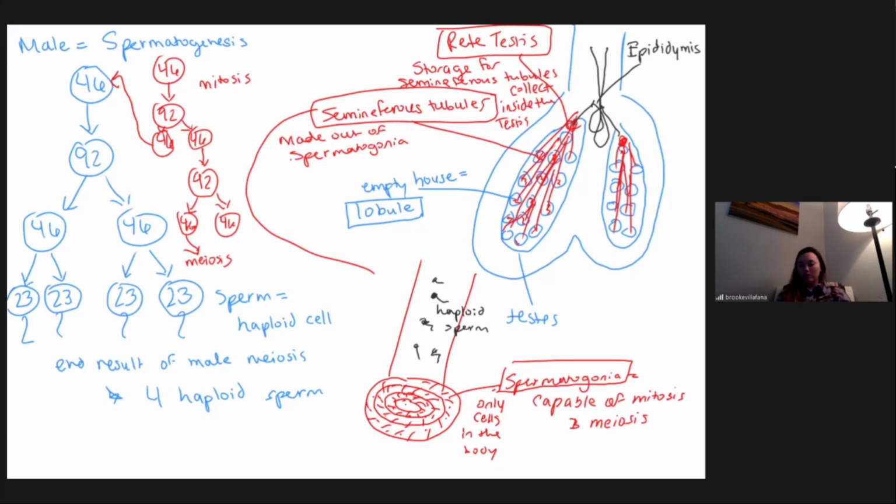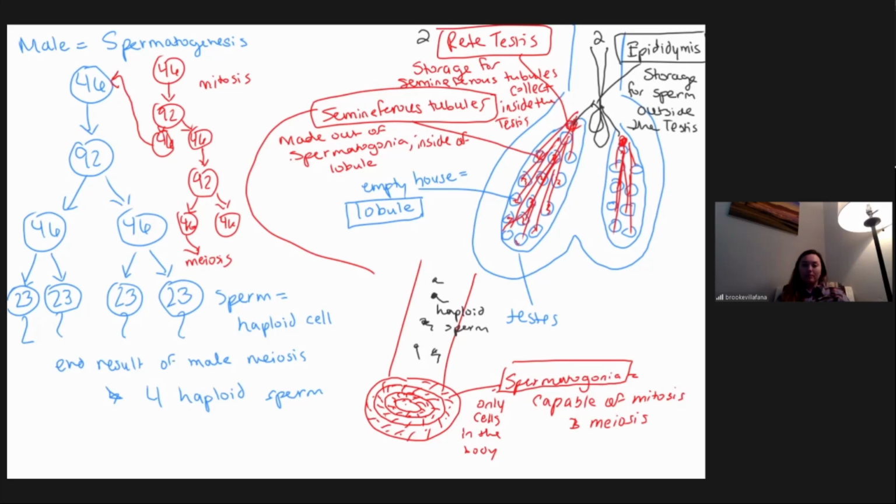Okay, that's pretty good. So this is the storage for sperm outside the testes. Good. So we have two epididymis, two rete testes. Rete testis would be inside the testes, epididymis outside the testes. Seminiferous tubules are inside of the lobule, and they're made of spermatogonia. Lobule is the empty house inside of the testes. Good. So that's everything for males.